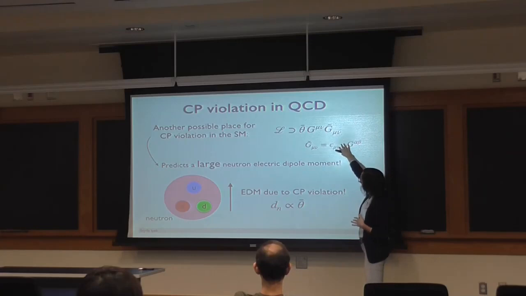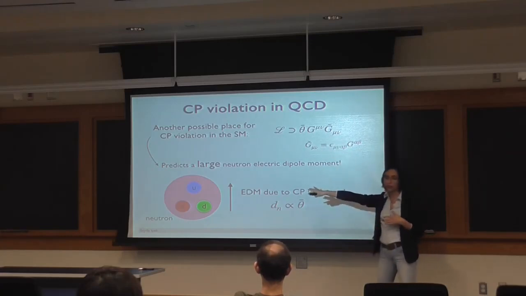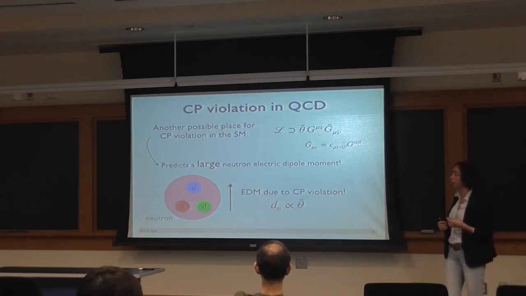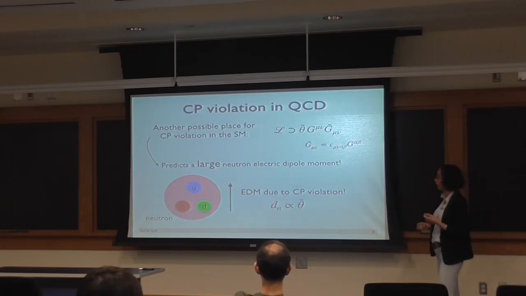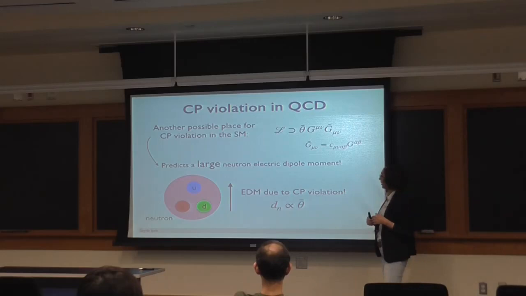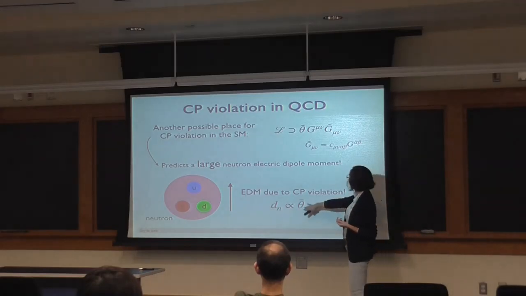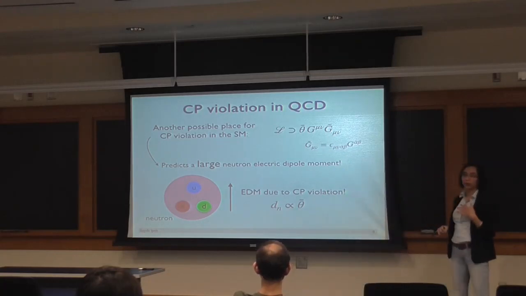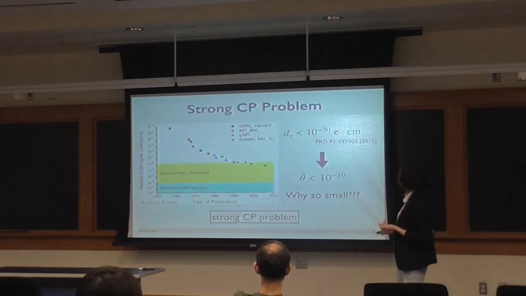And if you can write this term, at some point it generates a CP violating observable called an electric dipole moment for quarks, and then it translates into a neutron electric dipole moment. And this dipole moment is proportional to the CP violating term theta bar. And you can go ahead and try to measure this dipole moment to see if there is any CP violation.